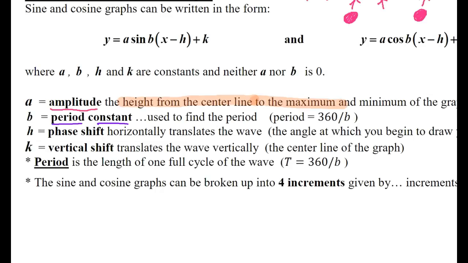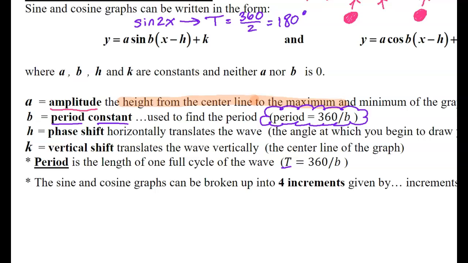Now how you find the period is by taking 360 and dividing it by your B value. So if I had, for example, sine of 2x, the 2 is my B value. The period for this example, which period is always for some reason denoted with a capital T, the period length would be 360 divided by 2, or 180. So that's how long that graph would be, is 180 degrees. You use B to find the period.